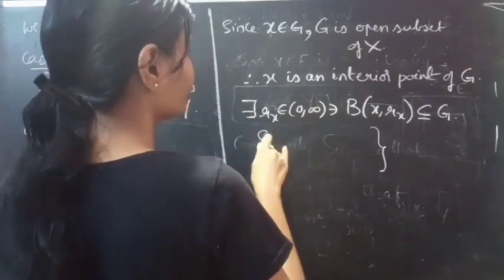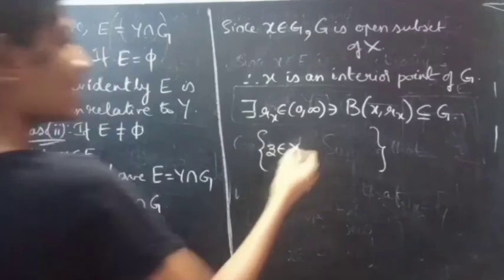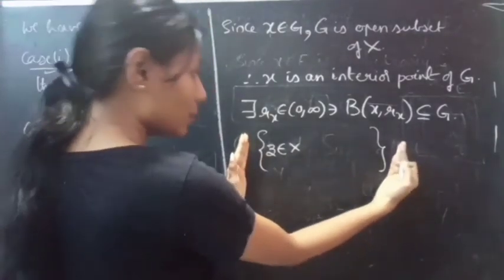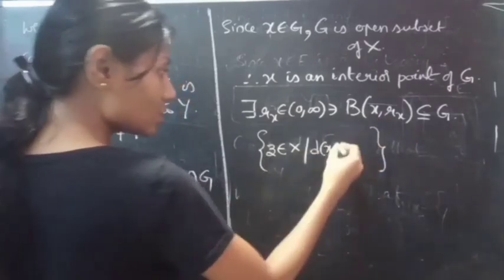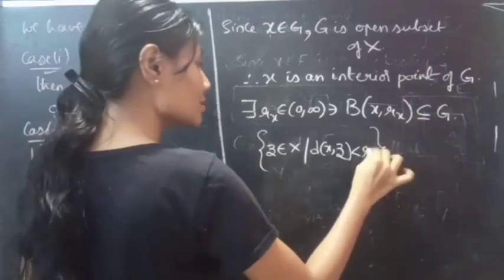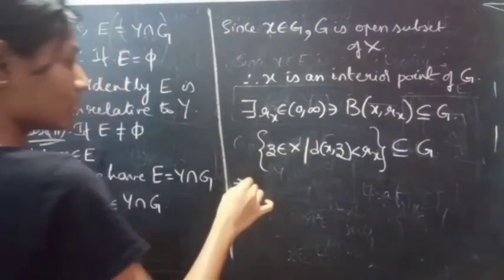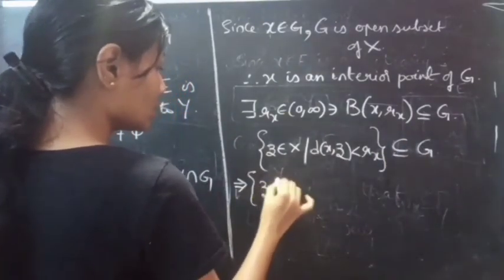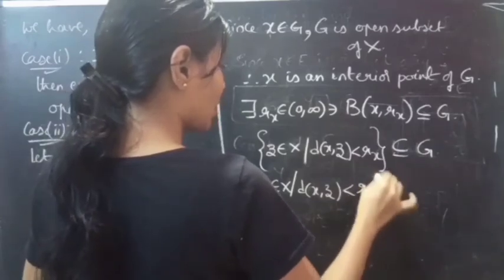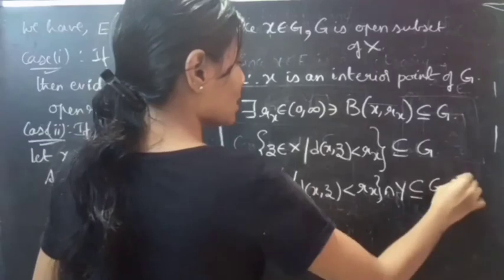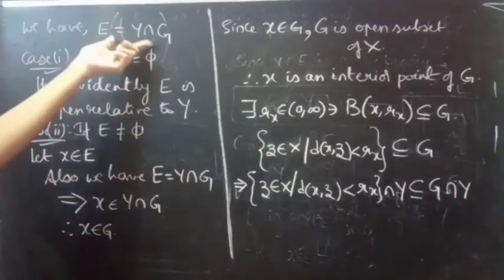The ball of x, comma Rx, is nothing but the set of elements which belong to capital X with the condition that the distance between the center and these points is less than the radius Rx, which is a subset of G. This implies if you take intersection with Y on both sides, you'll get the set of z belongs to capital X such that the distance between x and z is less than Rx, intersection Y, is a subset of G intersection Y. Again, you have G intersection Y equals E.